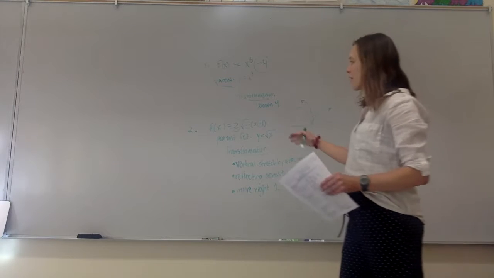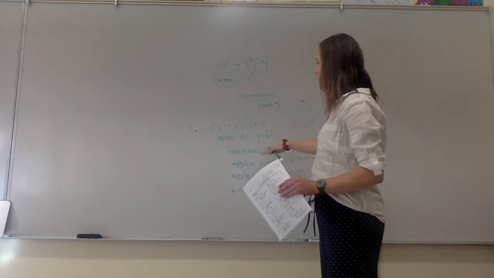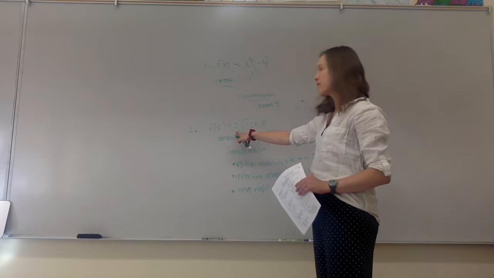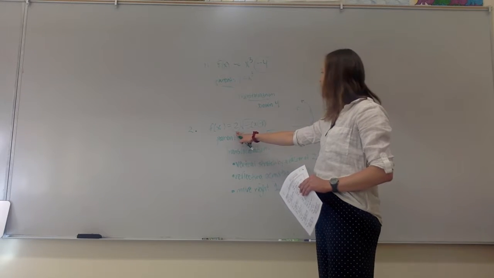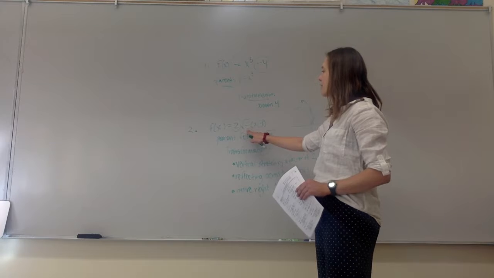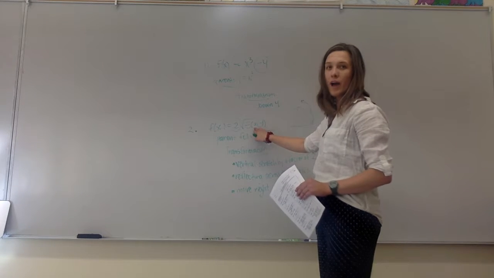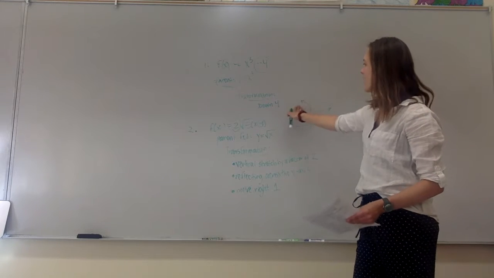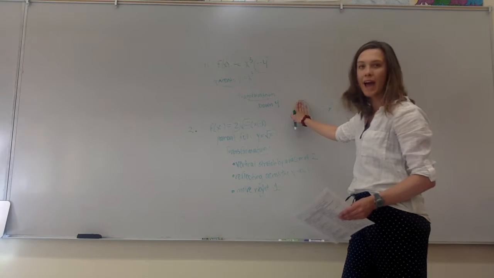So from my parent function in number 2, I have 3 transformations. I have stretching vertically by a factor of 2, or making it steeper by a factor of 2. I have a reflection over the y-axis because I'm making my x negative. So if I'm making my x negative, I'm reflecting it over the y-axis.